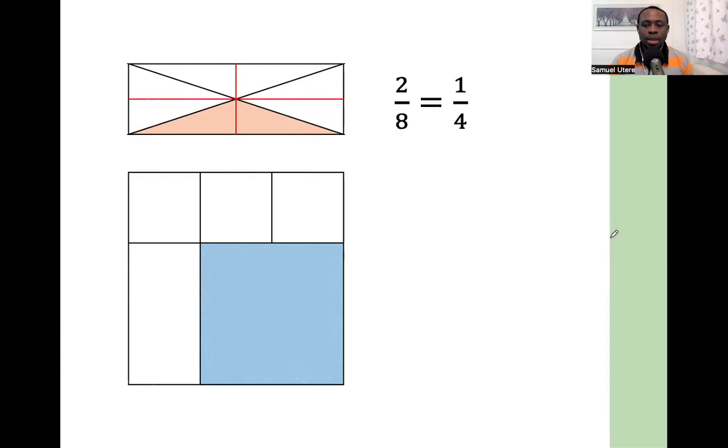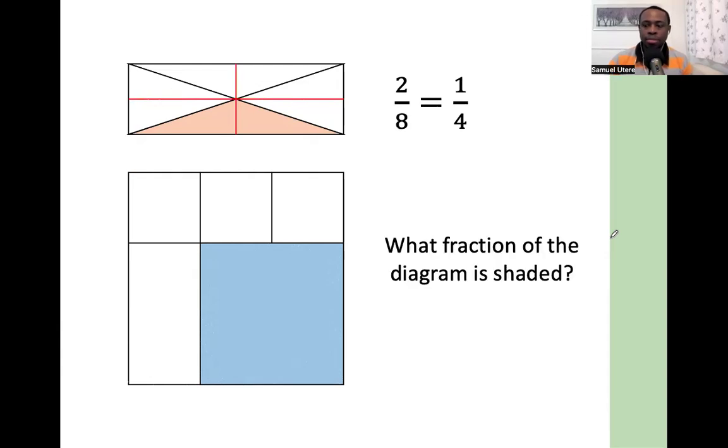What about this shape? What fraction of the diagram is shaded? Well, thinking about it, we can draw imaginary lines so that we can split the shape into equal parts. And you will have this. Now you can see that 4 parts out of 9 equal squares are shaded. So we say 4/9 are shaded.